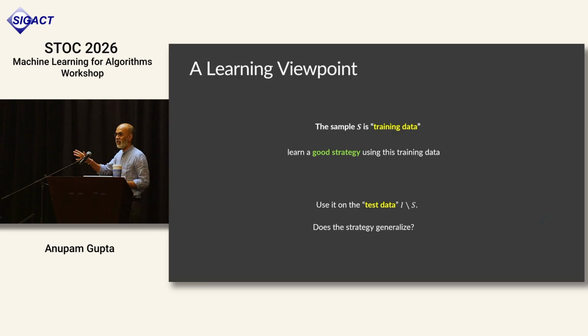The sample is training data. The input is adversarial. The sample is training data. I get to see it, and I'm going to learn a good strategy from this. And now I'm going to use it on the test data. I want to understand whether there's a strategy, and this is stuff that you learn in Avrim and Nina's machine learning theory class, right? It's generalization. You learn on the training data, does it generalize to the test data or not?